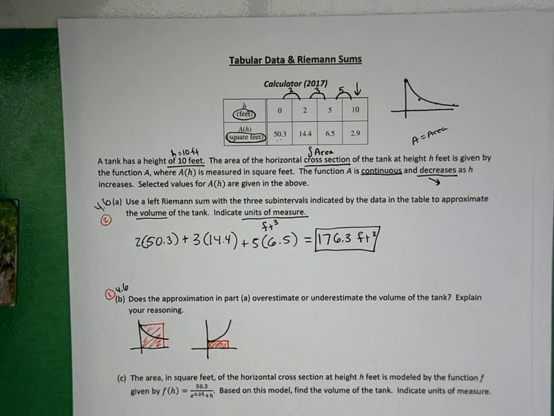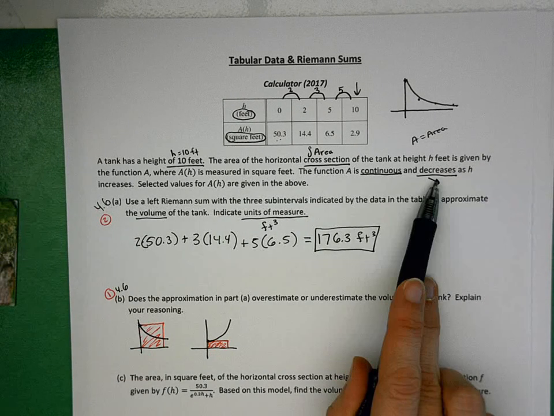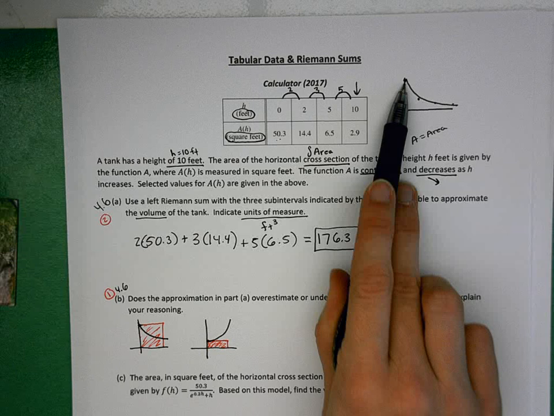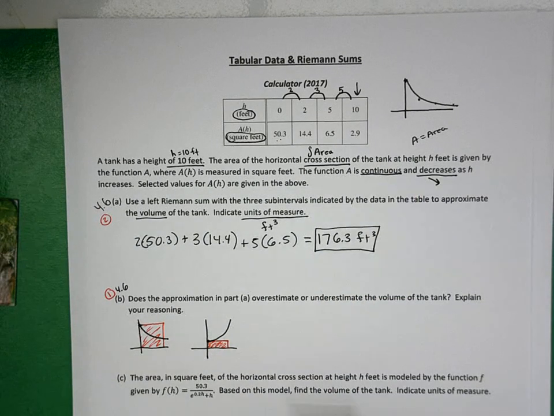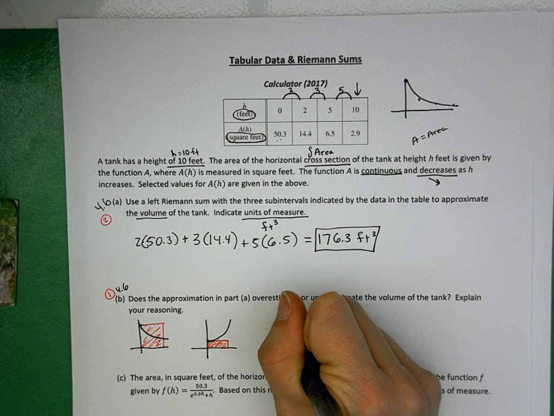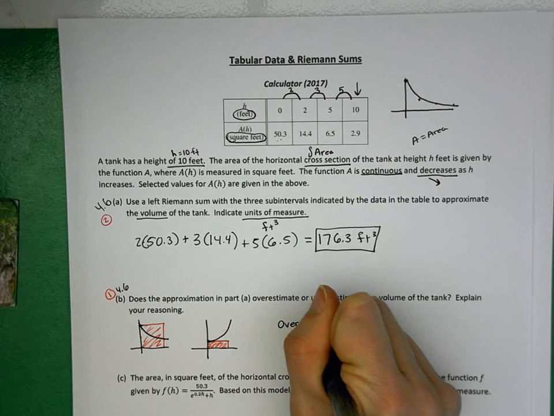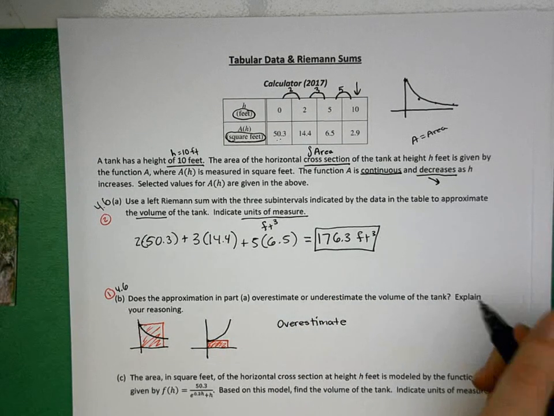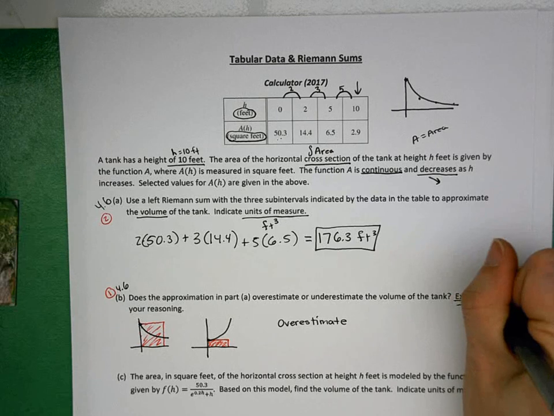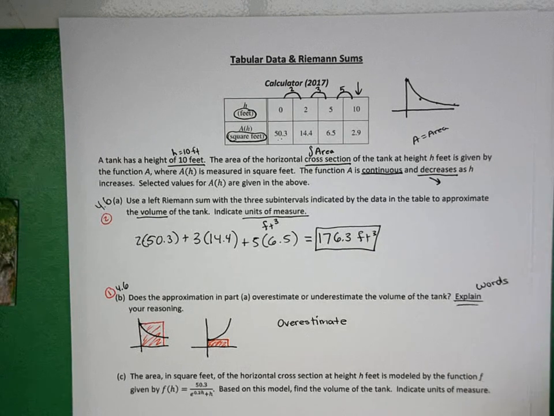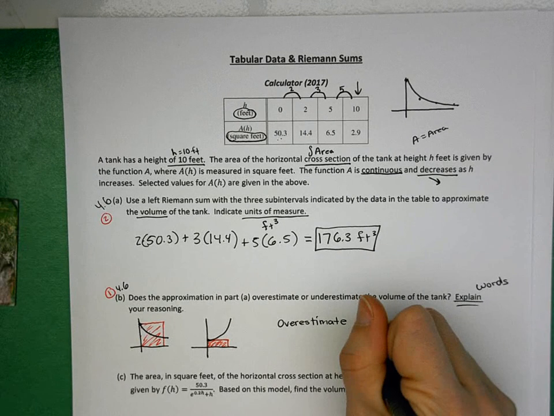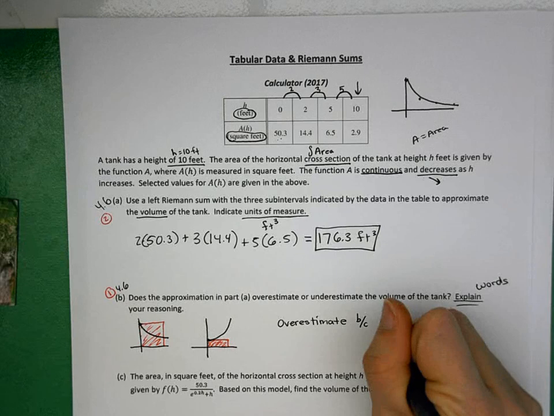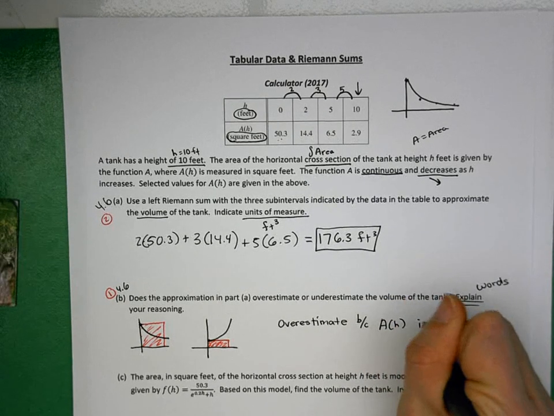What kind of function is A of h? And A of h is a decreasing function, right? And so that tells me that this would be an overestimate. And then it does say explain your reasoning. Explain always means words. Right? So why do we know overestimate? Because A of h is a decreasing function.